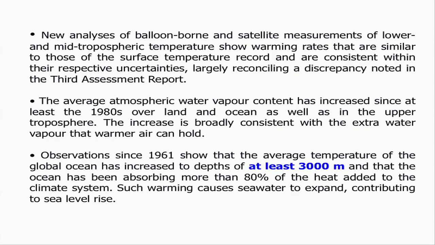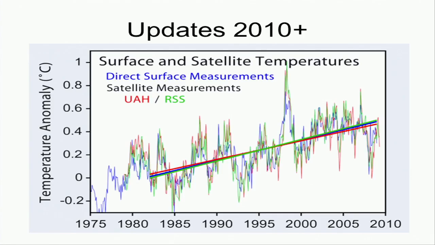We have measurements since 1961 that show that the average temperature of the global ocean has increased to depths of at least 3,000 meters. The ocean has been absorbing more than 80% of the heat added to the climate system. There's some debate over that, and that figure will change. And of course, such warming is going to cause the seawater to expand, and that's going to contribute to sea level rise. And we'll look again in more detail at that in a minute.